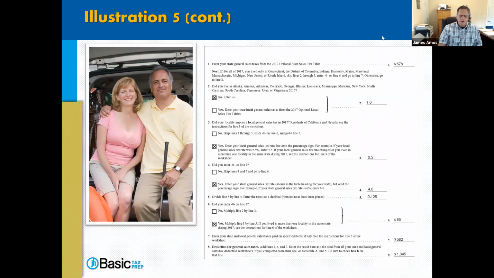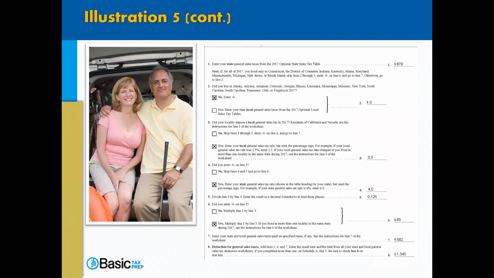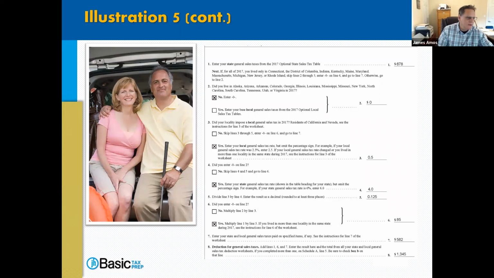Okay. Oh, there was one thing I skipped over here that I shouldn't have. This additional amount here, what's that for in this example? Well, it says specific items. Right. And what specific items in this example, do you recall what they bought? Car? Yeah, they paid $582 in sales tax for a car. So $678 is for their general state sales tax. $85 is what they were permitted for their local sales tax. $582 is what they were permitted for sales tax on certain specific items. It gets added together. There you go. That's all they're doing.